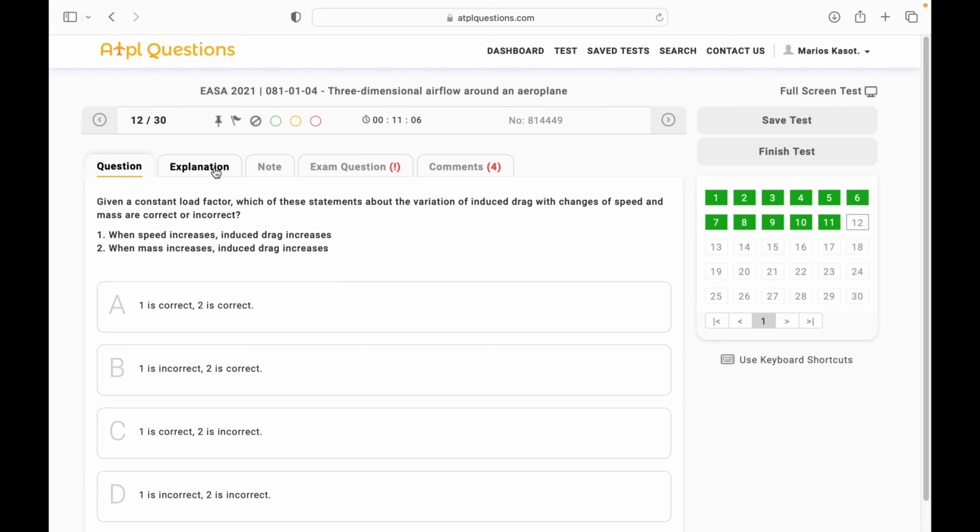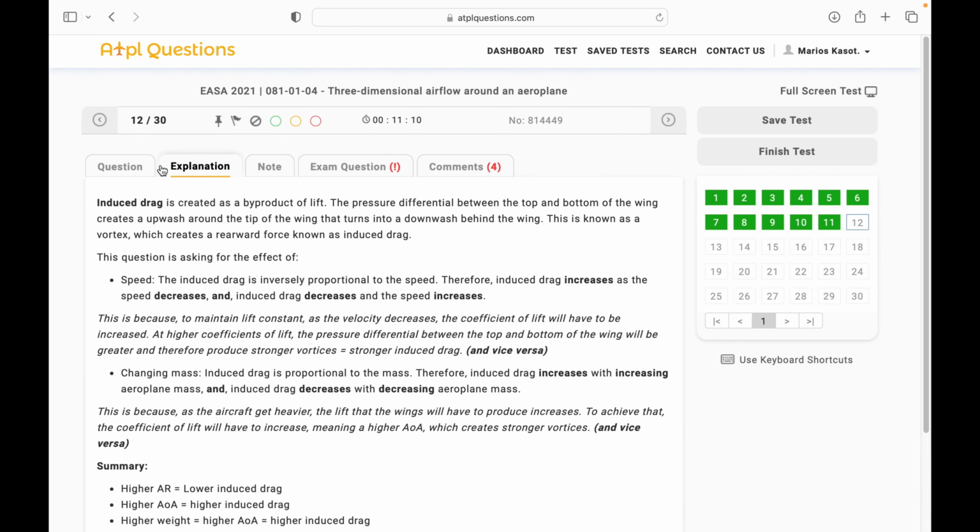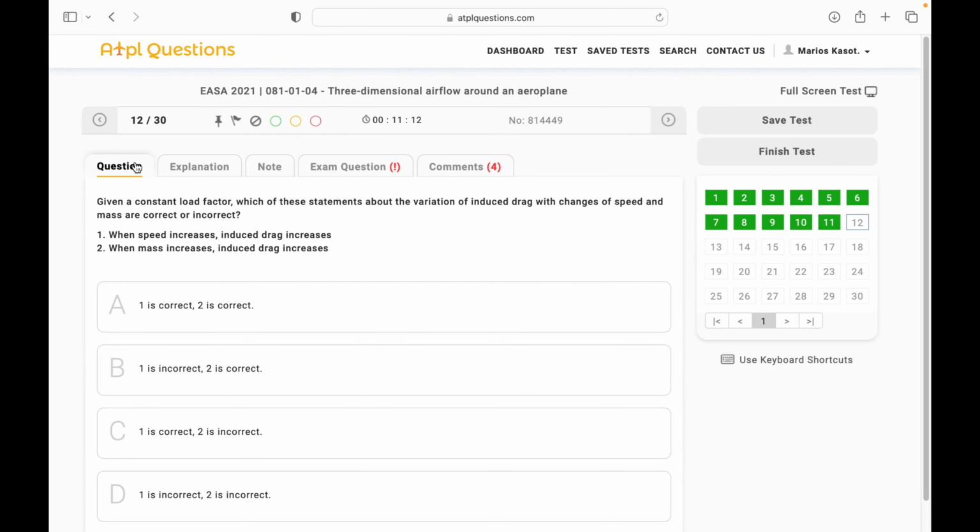Let me see if it has here the total drag curve. No. Okay. So we said when speed increases, induced drag must decrease, so incorrect. And the second one is correct. Incorrect, correct.